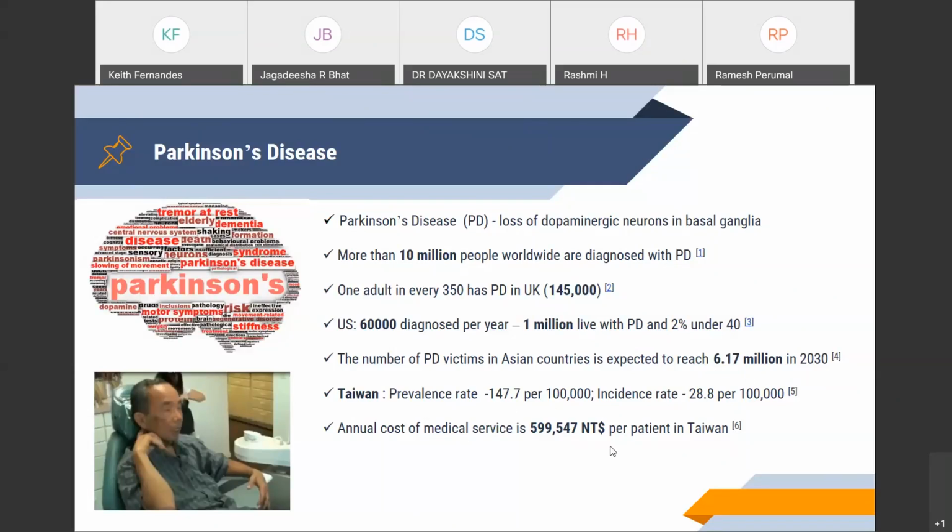One of the very important characteristics is that it demands a lot of money. The annual cost of medical services, you could see, is 5,99,547 Taiwan dollars. Sorry, 5 lakh 99,547 Taiwan dollars. One Taiwan dollar is about 2 to 2.5 Indian rupees.